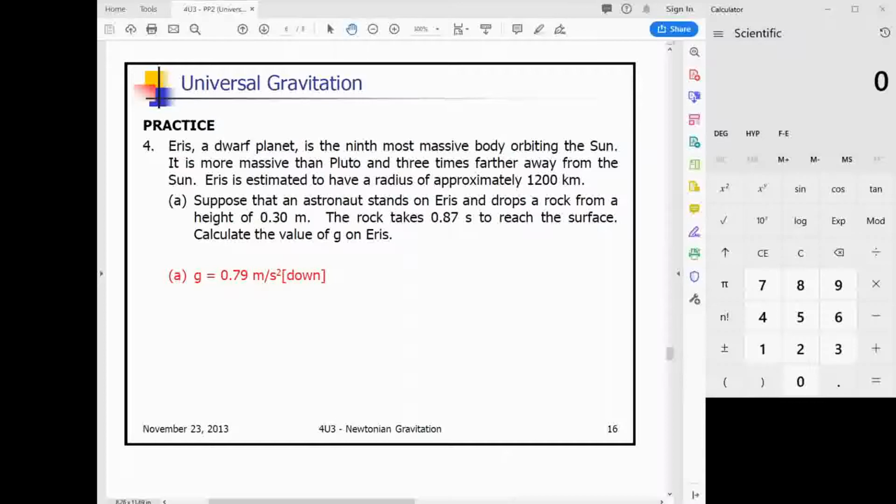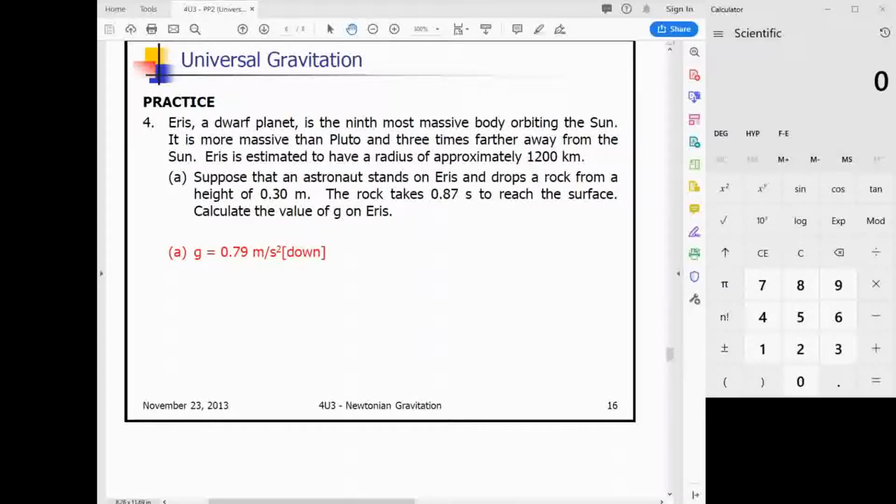Here's another problem. It says Eros, a dwarf planet, is the 9th most massive body orbiting the Sun. It's more massive than Pluto and 3 times farther away from the Sun. Eros is estimated to have a radius of approximately 1,200 kilometers. Suppose an astronaut stands on Eros and drops a rock from a height of 0.3 meters. The rock takes 0.87 seconds to reach the surface. Calculate the value of G on Eros.